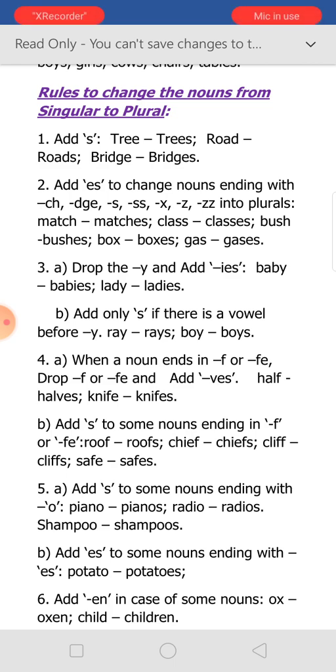But in some cases, we will not drop y, we will write only s over there, like ray, rays. If there is a vowel before y, then we cannot drop y, like ray, rays, boy, boys. See, a, o before y, it is a vowel. A, E, I, O, U are vowels. If any one of these vowels is present before y, then we will only add s over there.